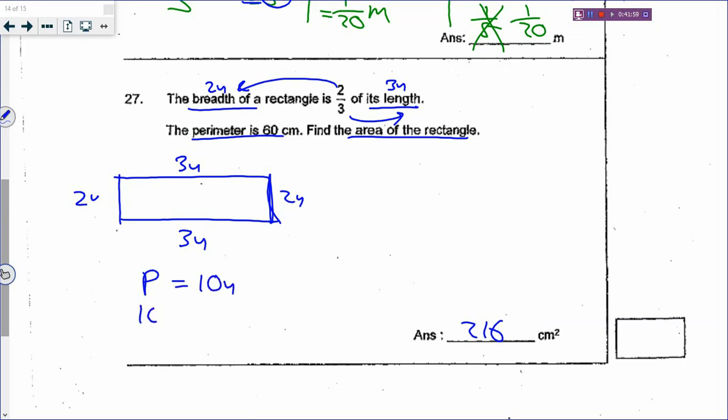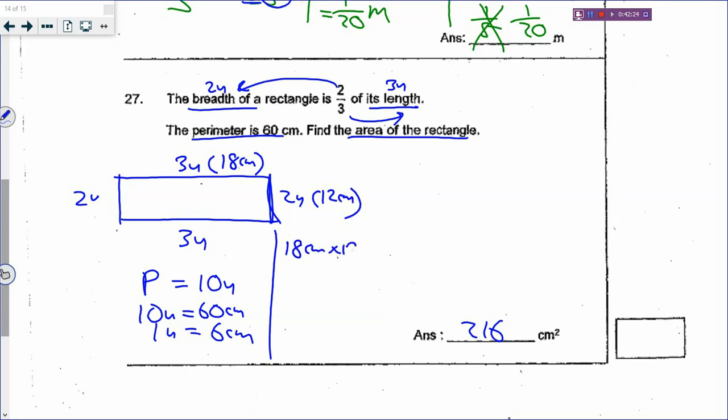So the perimeter is 10 units, which is also 60 cm. So your 1 unit must be 60 divided by 10. So if your 1 unit is 6 cm, then 3 units will be 6 times 3, and then 2 units will be 6 times 2. And then how do you find the area of the rectangle? Then you take length times breadth, and you should get 216 cm square, which is the area of the rectangle.